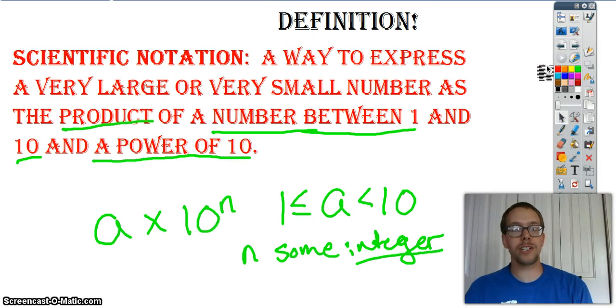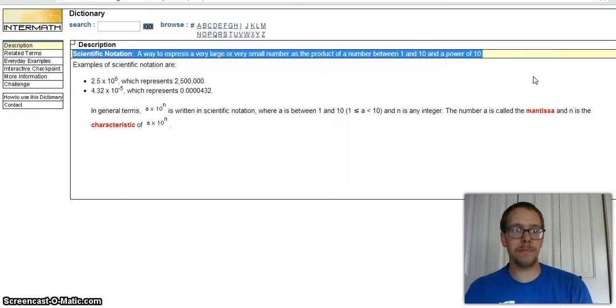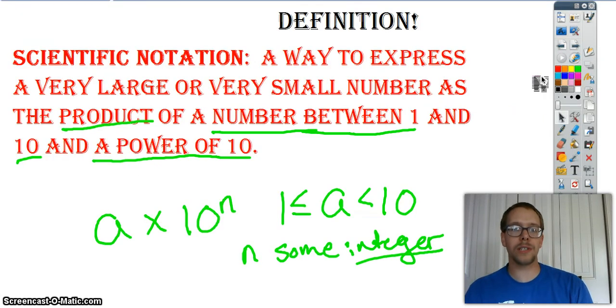Just going back to our definition, and again we got this definition for scientific notation from a website called Intermath from the College of Education at the University of Georgia. So if you ever need to look anything up, I encourage you to go to this math dictionary. It's excellent. Scientific notation is a way to express a very large or very small number as the product of a number between 1 and 10 and a power of 10. We did an example with a large number last time, so now we're going to do an example with a smaller number.